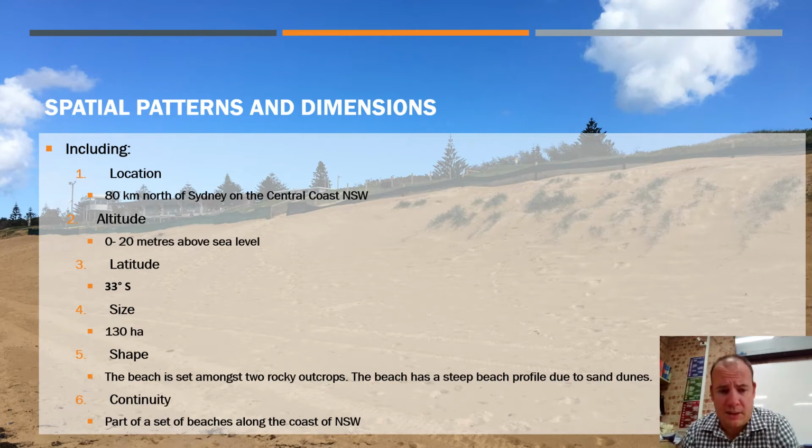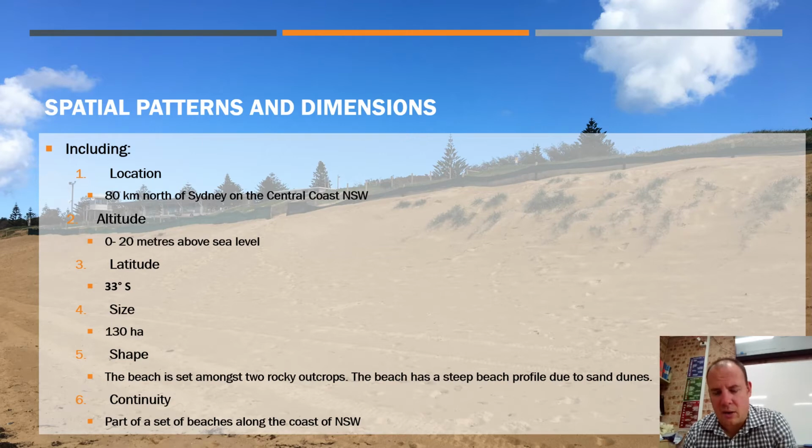Obviously Shelly Beach is located roughly about 80 kilometres north of Sydney on the central coast, New South Wales. Obviously the altitude starts at 0 metres and some of the sand dunes can rise to about 20 metres above sea level. The latitude is 33 degrees south. The size of Shelly Beach is about 130 hectares. The shape, obviously it's beach shape.